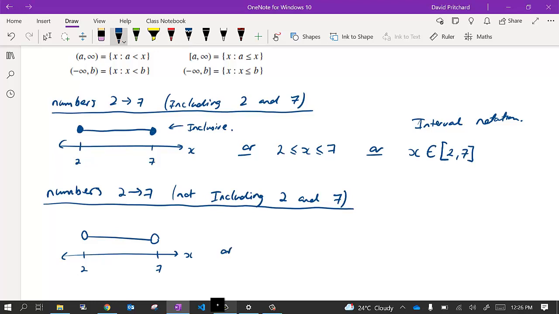When we write in the inequality form, we are saying that it's 2 less than x less than 7. So that means we're between 2 and 7. X is between 2 and 7, but doesn't include them. So the absence of the equals there stops it from being inclusive.